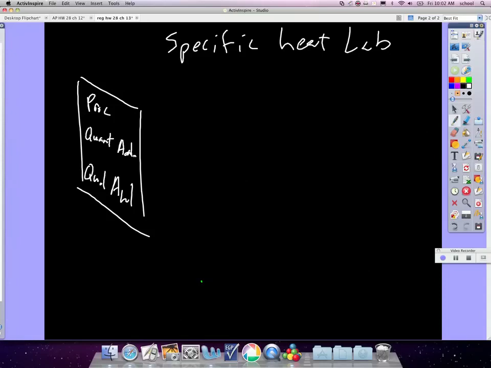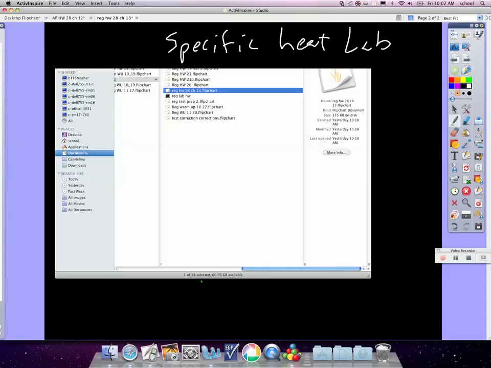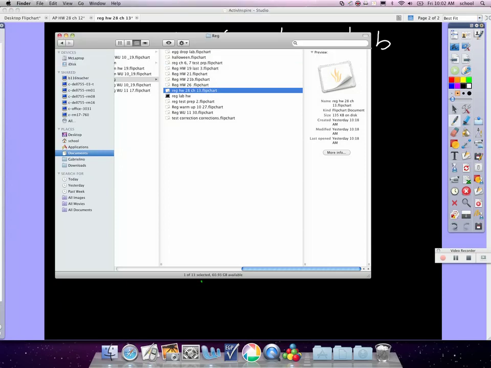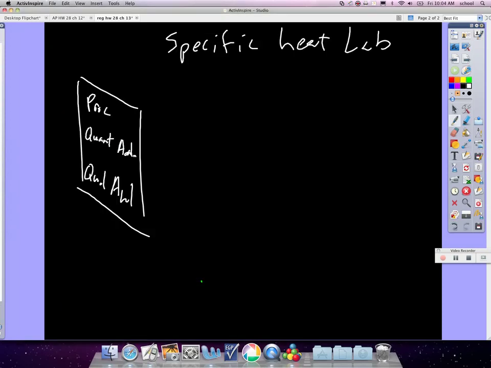Report. What am I expecting? Just the trend. And on this front page, type it, and you've got, first of all, the procedure. That's supposed to look like procedure. Then you've got the quantitative analysis and the qualitative analysis. Okay, the qualitative needs to include uncertainty.